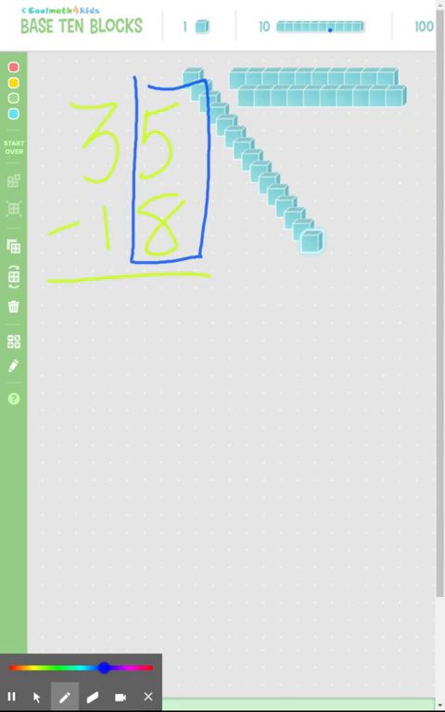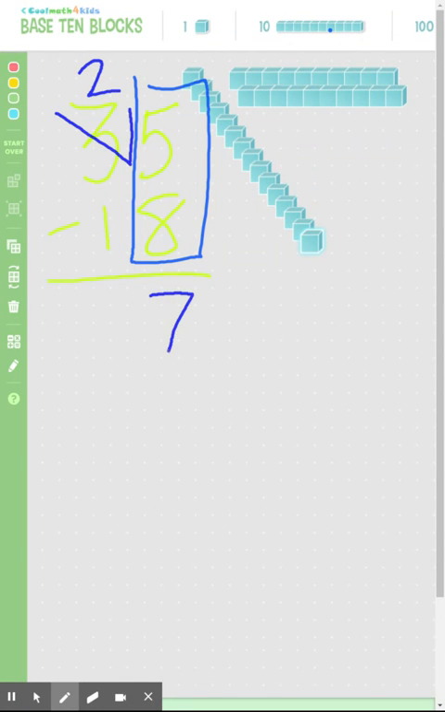So instead of my 5 here, I'm going to put a 1 in front of it to remind me that I have 15. And now how many 10s do I have left? Only 2, because we took one group and moved it over here to make our 15. So then we have 15. We're taking away 8, which leaves us with 7. And then in our 10s column, we had 2 because we broke up 1, and we have 1 left.